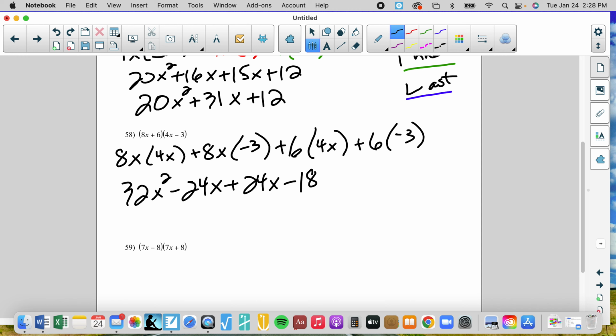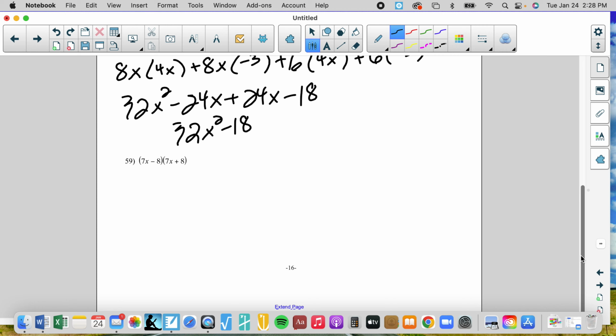What happened to our outside and inside? What happened to our middle two terms? Negative 24x, positive 24x? They canceled. Very interesting one. That's a fun one. That's unique. That doesn't always happen.